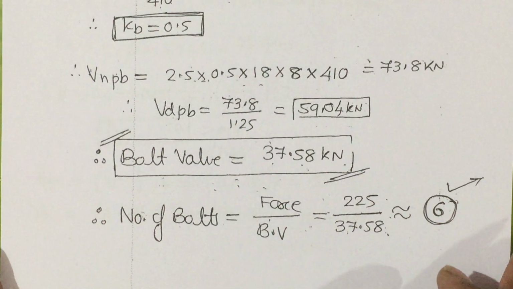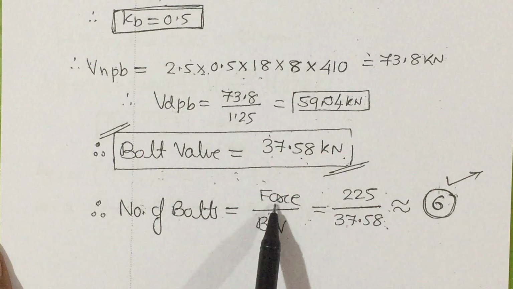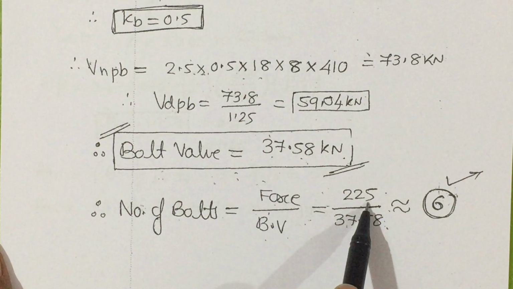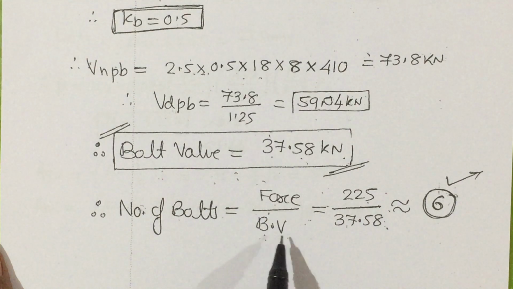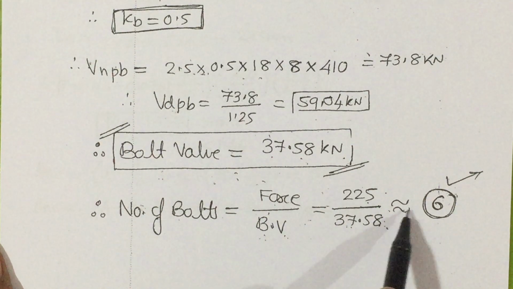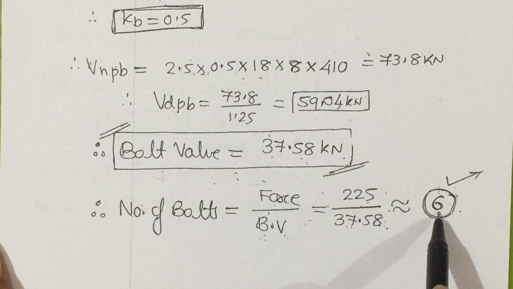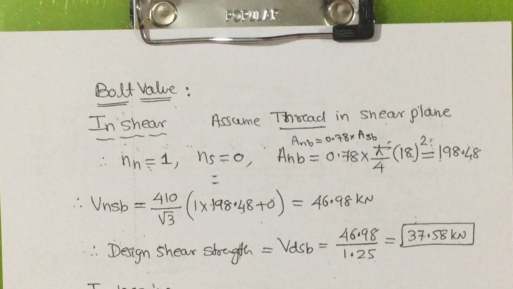Once you calculate the bolt value, number of bolts is given by force divided by bolt value. Force is the factored load, that is 225 kilonewton, divided by bolt value 37.58 kilonewton. You are going to get some value, round it up to the highest number. So, we will get approximately 6 number of bolts.